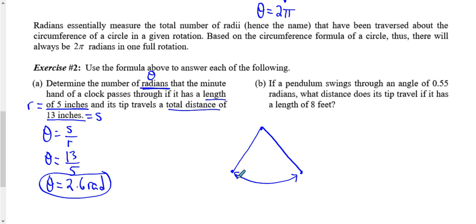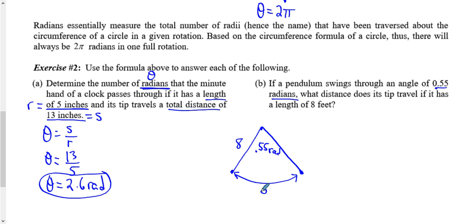And it says it swings through an angle of 0.55 radians. So our angle is inside here, 0.55 radians, right? We're not in degrees. And how long is the pendulum? 8 feet. So 8 feet. Would that not be our radius? Wouldn't that be the radius of the circle, the pendulum length? Okay. And this distance that it travels from here to here, wouldn't that be our arc length S? Like how far does it travel?